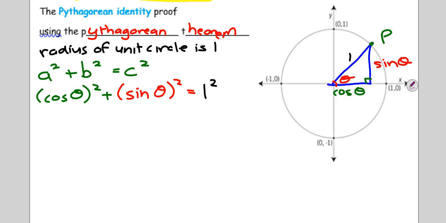It doesn't matter which one's A and which one's B. They're just the legs, and the order you put them in doesn't matter. So instead of writing cos theta in brackets squared, in maths, what's the way we tend to write it?